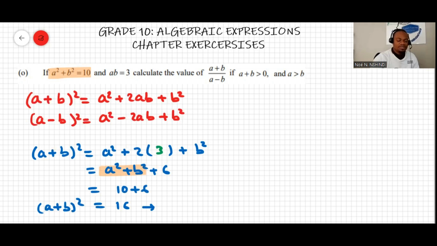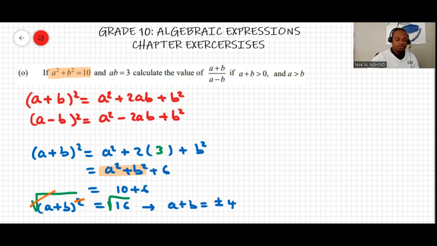Now we can find the value of a plus b if we square root both sides. We square root here, we square root there, and you know that the square root cancels the power of 2, and then we get a plus b equal to what? Plus or minus 4.